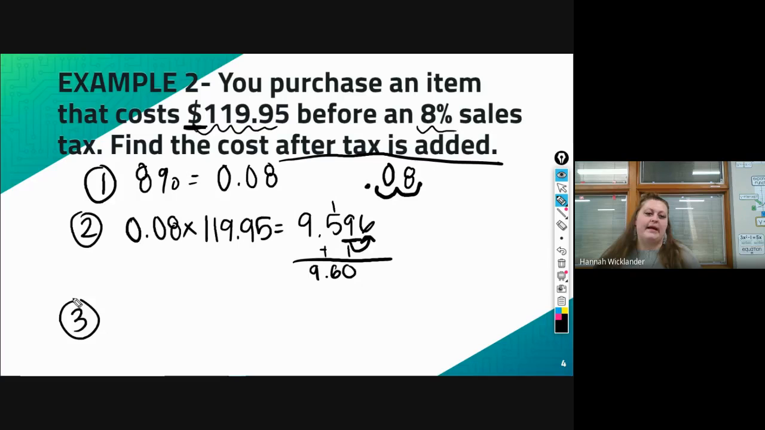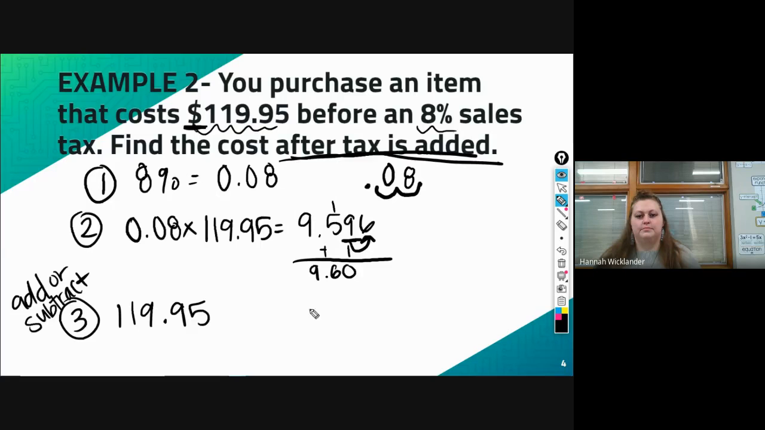Step 3, am I going to add or subtract? Someone tell me in the chat if I'm going to add or subtract. Remember, sales tax is added. So what am I going to do? Add, yes. I'm going to add 9.6 to 119.